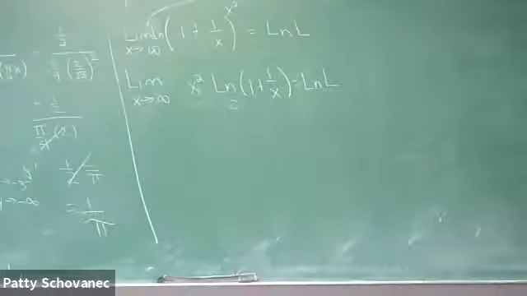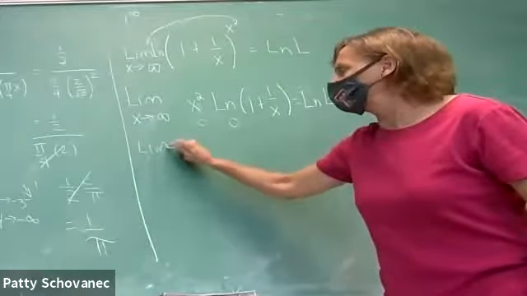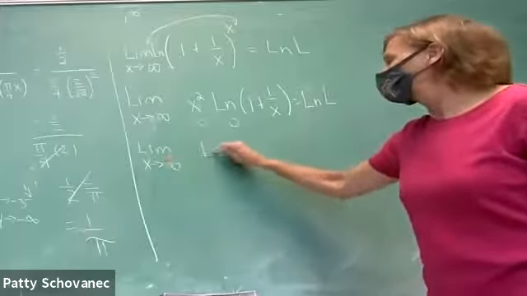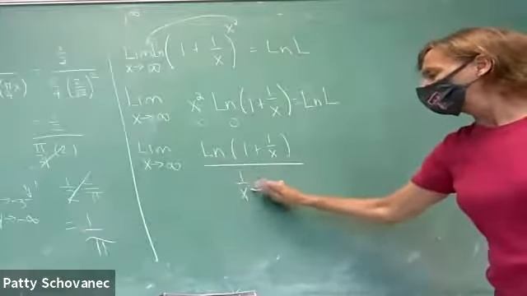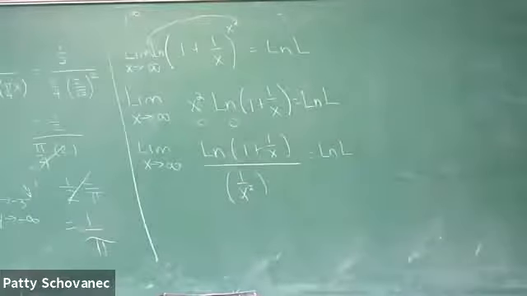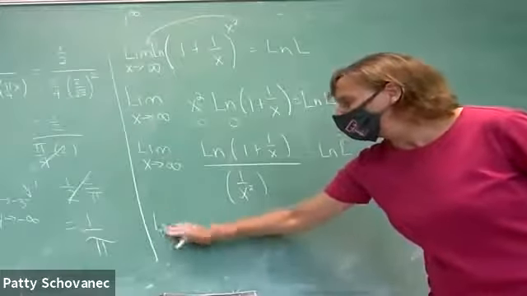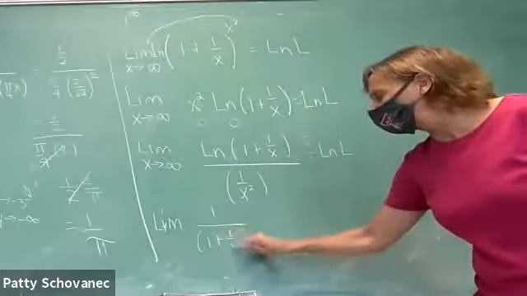What do we do with that? Put the reciprocal of x squared in the denominator. Now it has the right form to use L'Hopital's rule. We have 0 over 0. So now we do L'Hopital's rule. The derivative of the top is a logarithm, so it's 1 over u times u prime. One over u gives me a 1 over 1 plus 1 over x.